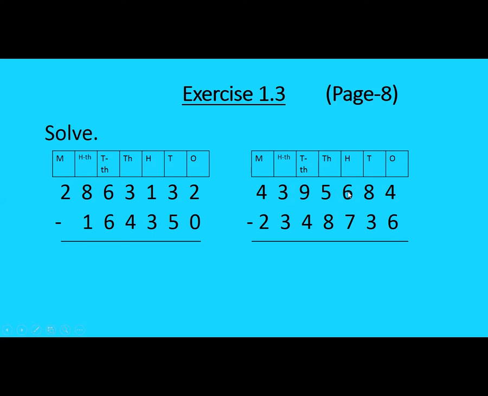4,395,000 and 684. In the same way, you will write from this side and read from this side. Okay, now start writing from this side in your copy. 6, 3, 7, 8, 4, 3 and 2. Okay, now start reading from this side.